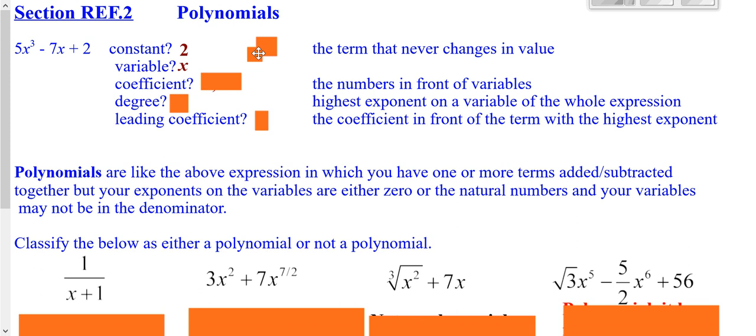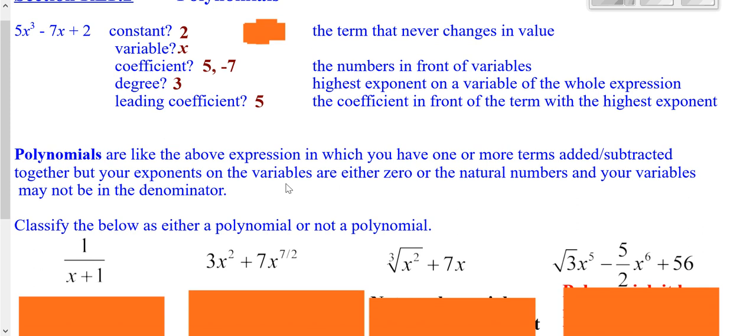Now, also we have coefficients. Coefficients are the numbers in front of your variables. So that would be your -7 and also your 5. And then your degree is the highest exponent that shows up here, which happens to be 3. So your degree is 3. Now, your leading coefficient is the coefficient, meaning the number in front of your variable, with the highest power. So here's your highest power. So your leading coefficient would be 5.